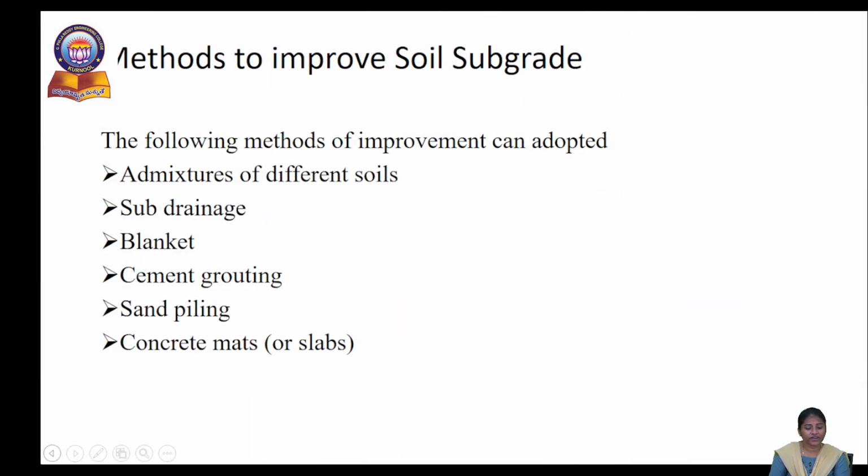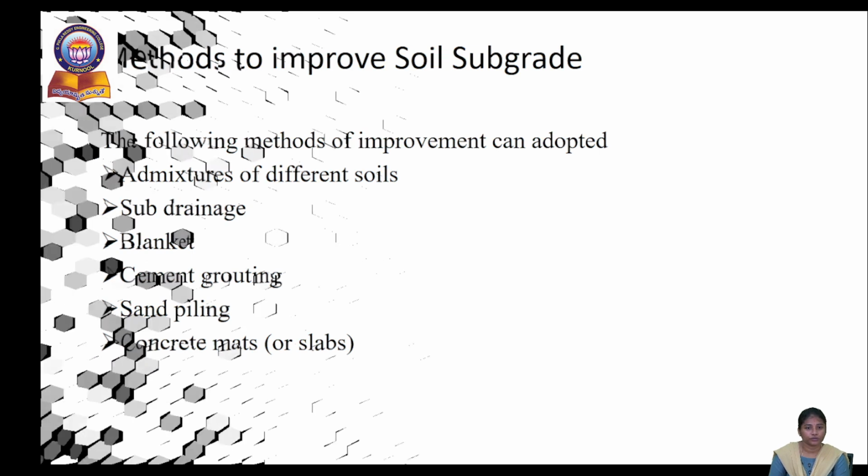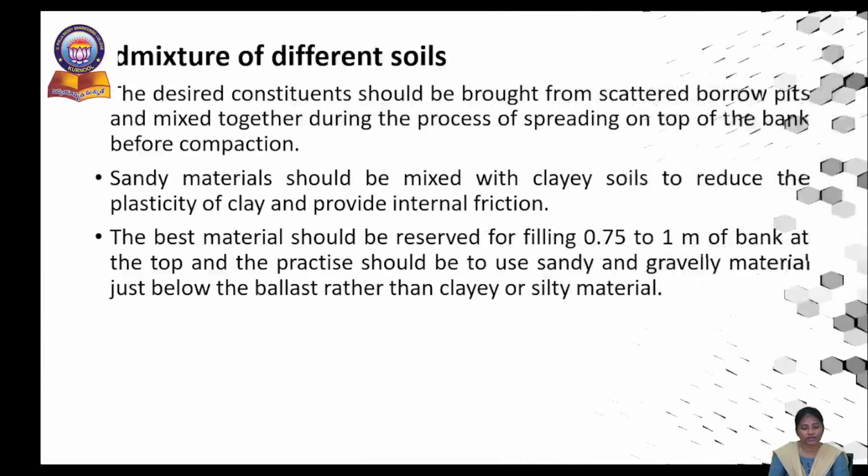So what are the different methods to improve the soil subgrade? Whenever you are going to provide a railway track on a particular route, first you need to improve the soil subgrade. We have different methods: admixtures of different soils, subdrainage, you can provide a blanket, or you can provide cement grouting, you can do sand piling, and you can provide concrete mats or slabs. Let us see one by one what these methods are.